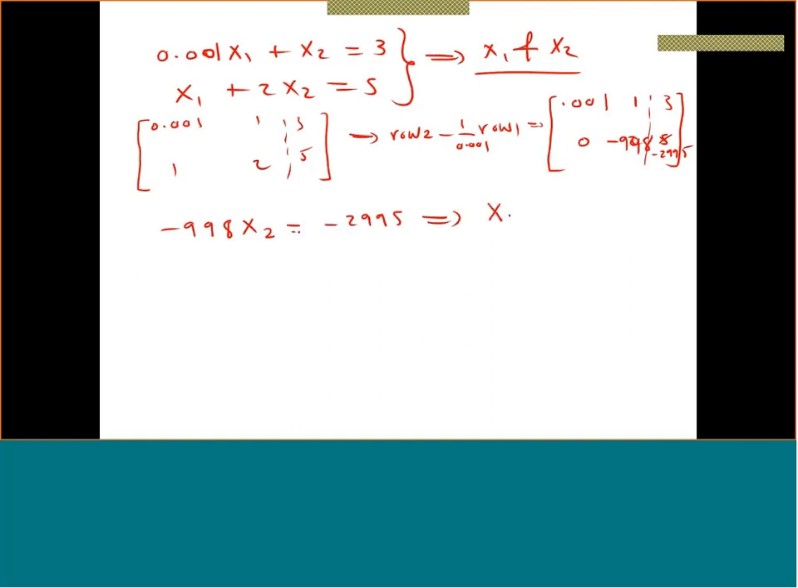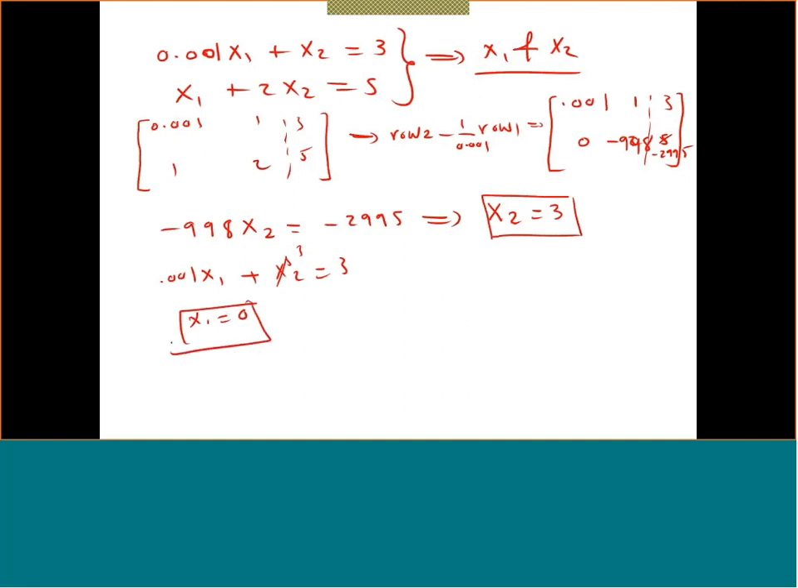From this you can find that x2 is equal to 3. And if you substitute there 0.001 x1 plus x2 equal to 3, if this is a 3, then x1 is equal to 0. So this will be the answer. Now, if you go back here and substitute x1 equal to 0, x2 equal to 3 to satisfy this equation, x2 is not 3, it's 2.5.